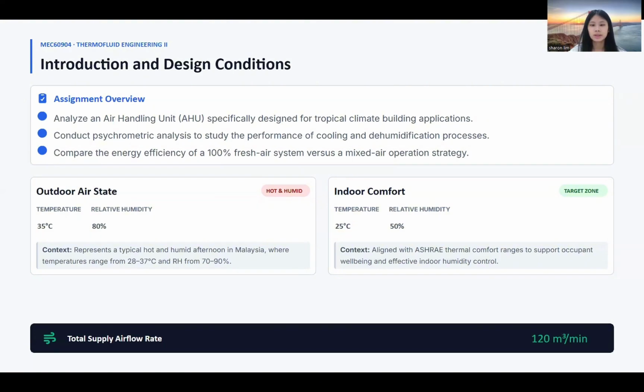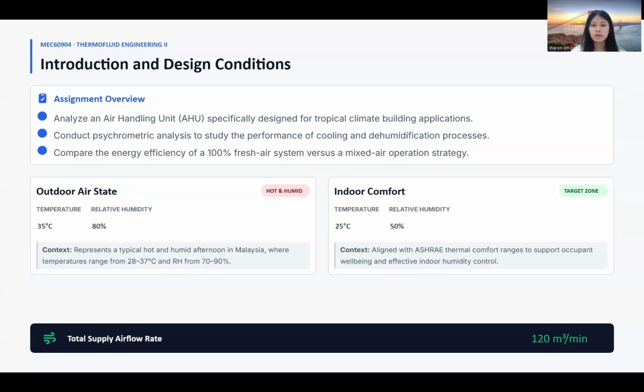This slide also introduces the design conditions used throughout the analysis. I chose these conditions because Malaysia has a tropical climate with temperatures commonly ranging between 28 and 37 degrees Celsius and relative humidity between 70 and 90%. Because of this hot and humid environment, an HVAC system must remove not only heat but also a significant amount of moisture from the air. The outdoor design condition selected for this project is 35 degrees Celsius with 80% relative humidity. This represents a typical hot afternoon in Malaysia.